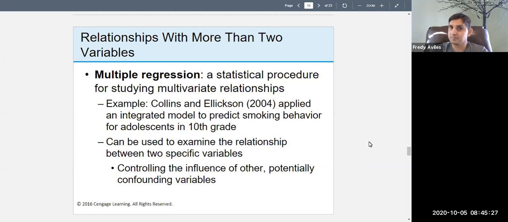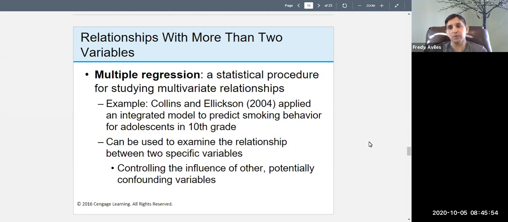So that's why we need to think about multiple regression. It's not one thing that predicts intelligence, it's many things, okay? Here's another example for you guys. Collins and Ellickson in 2004 applied an integrated model to predict smoking behavior for adolescents in the 10th grade. We can try to predict smoking. Who is more likely to smoke? What is it that predicts that?